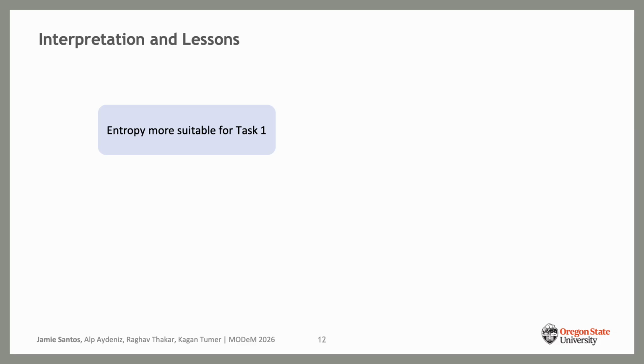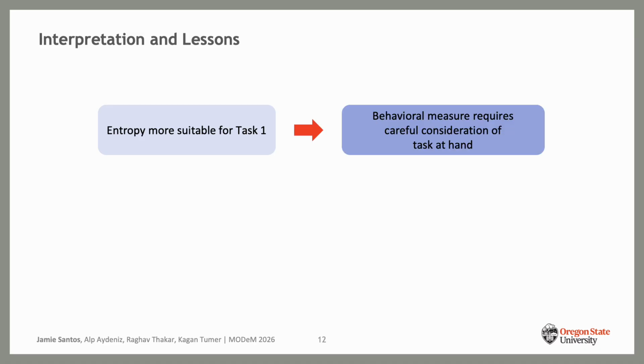So here's what we've learned. From the experiments, we saw that entropy was likely more suitable for task 1 than task 2. This suggests that there isn't necessarily a single behavioral descriptor that will be useful across all tasks. Therefore, we likely need to carefully consider not just how we incorporate behavioral information into selection, but also what sort of behavioral information is useful to the specific task at hand.